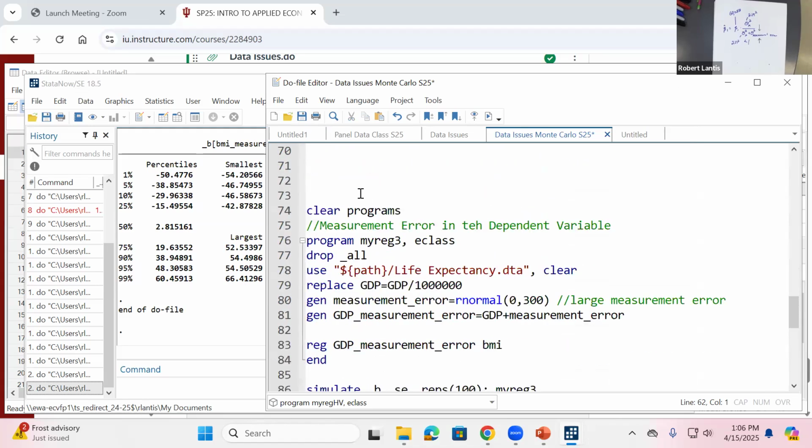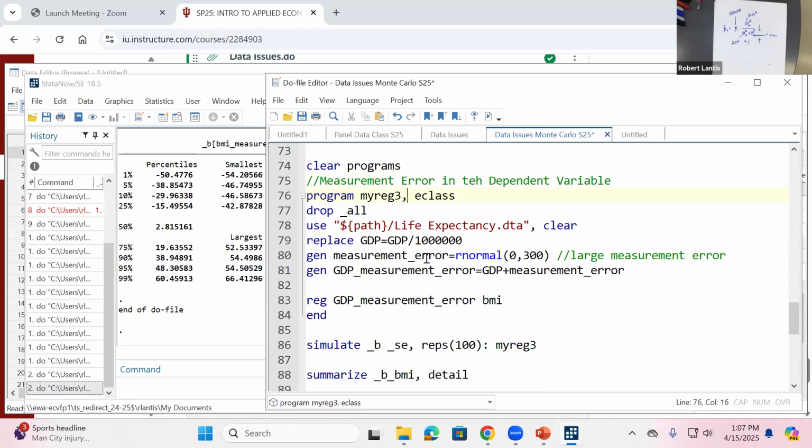Okay. So what I thought I did was the next one. Now let's say I've got measurement error in my dependent variable. This one did not just cause an attenuation bias. We weren't really sure what kind of bias this is going to create, right? It kind of depends on what function that measurement error follows in terms of its randomness. So I've got one here. I'm going to define this program. We're going to do the exact same thing, but now I'm going to put the measurement error into GDP instead of BMI. GDP was our dependent variable.